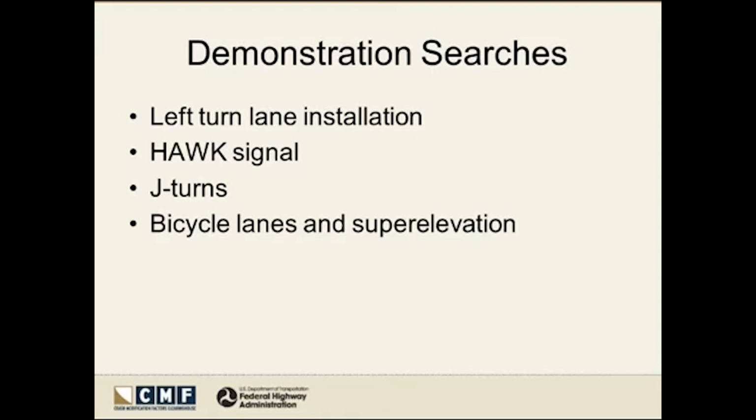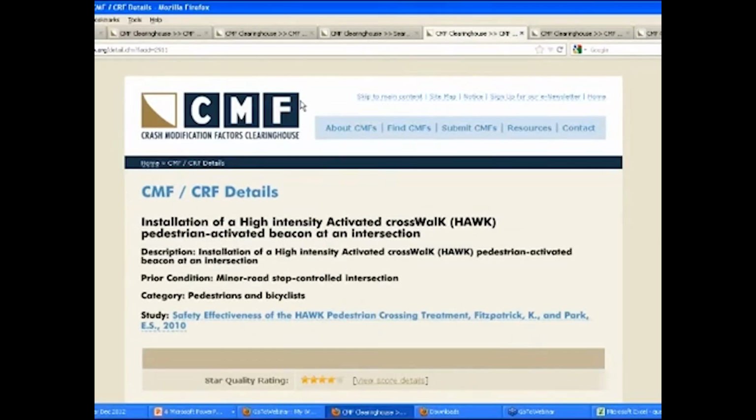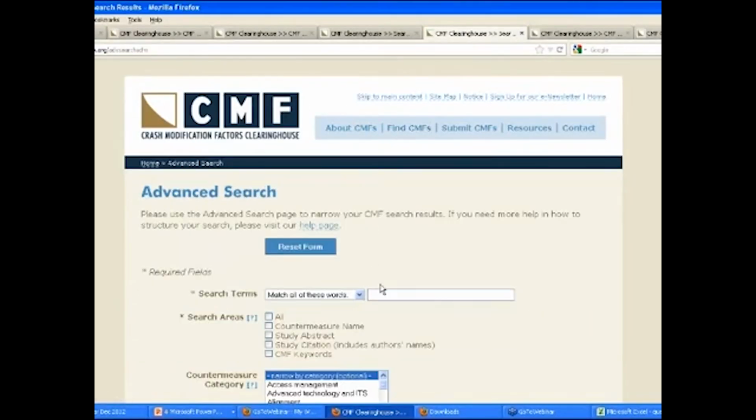It's currently stop controlled, and they're looking for alternatives to signalization. And so they were interested in J-turns. They were interested in applying a J-turn type of configuration to this intersection. And he was asking, he'd done some searches and seen that there were J-turn CMFs in the clearinghouse, but had some concerns about that. We'll go ahead and look and see what sort of thing he was seeing. So I'm going to go back to the advanced search. I'm going to search for J-turn. I'm going to look in the countermeasure name and see what we come up with here.